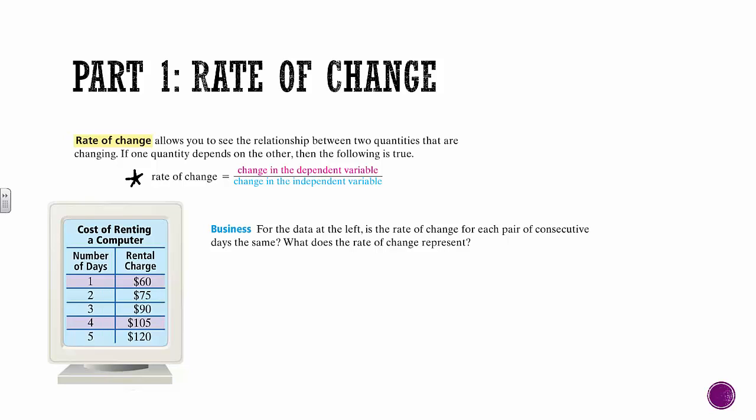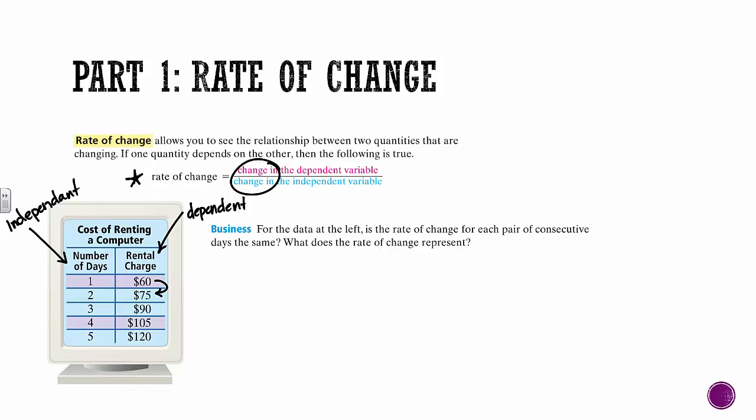So if we look over here, the cost of renting a computer is based on the number of days, and then it gives us a nice little rental charge. So we've got to stop and think about which one's independent, which one's dependent. Remember, independent is what I change, or what you change. So that would be how many days we want to keep the computer. And then based on that, how many days we keep it, this rental charge is dependent. So notice how this says change in the independent and dependent variables. So you want to look at how much it is changing by.